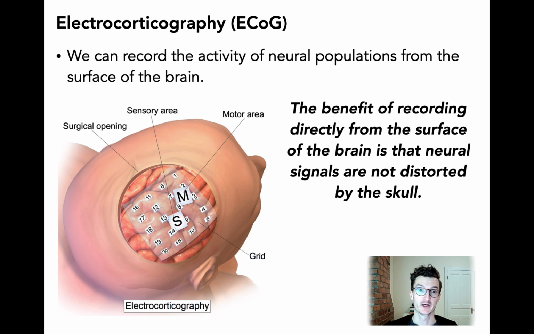A related paradigm is known as electrocorticography, or ECOG. And ECOG basically involves taking EEG electrodes and implanting them actually on top of the brain under the skull. Now, this doesn't happen very often. We typically only do this in patients who are awaiting surgery for epilepsy. So, epilepsy can be treated by removing the part of the brain where the seizure starts.